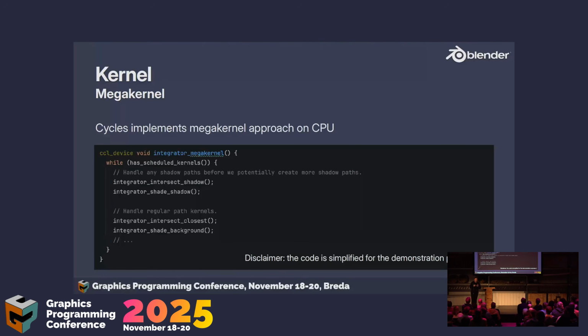So this is a simplified example of the megakernel, where it's just one function, and you call a certain amount of things in order. Basically, what we're trying to do in Cycles is implement the megakernel approach, but by calling the microkernels in a specific order. There's a bit more complication in the actual megakernel code, because it needs to mimic a bit of the wavefront approach, but it all boils down to calling kernels in this order.